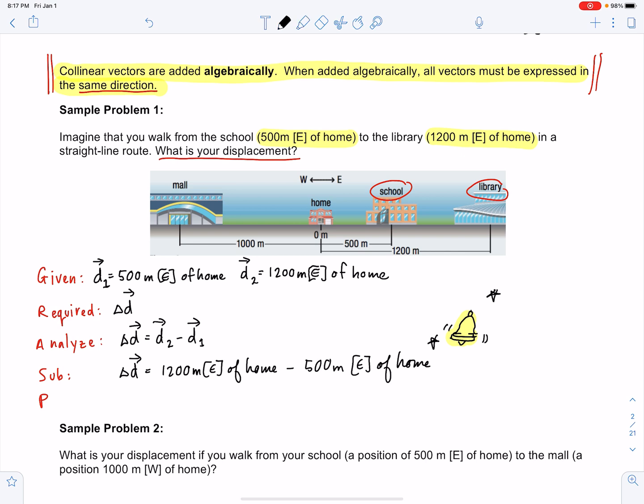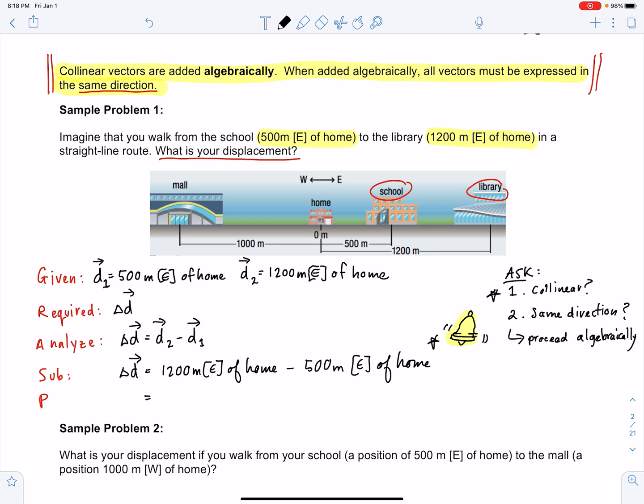These are the questions. Number 1, ask yourself, collinear? And if they're yes, you can move to the second part. Same direction? Are they both in the same direction? They're both east. So yeah, they're both in the same direction. If you answer yes to both of these questions, you can proceed algebraically. That means just add them as you would any numbers.